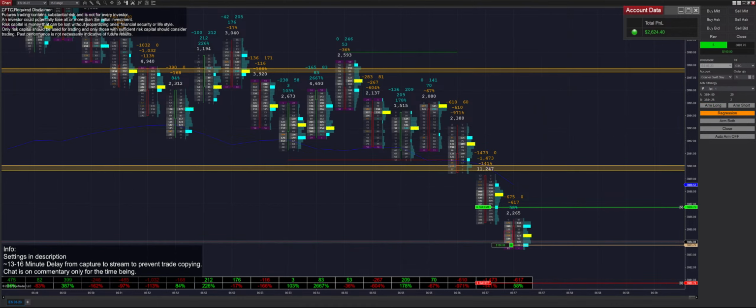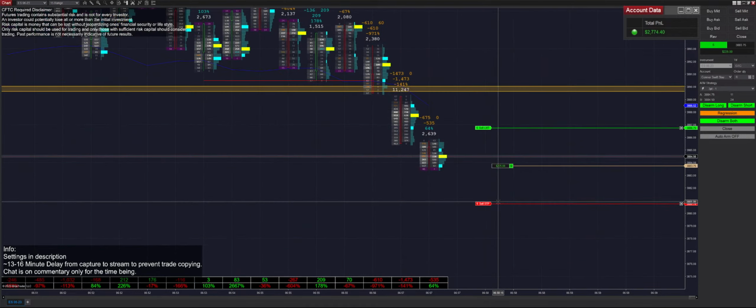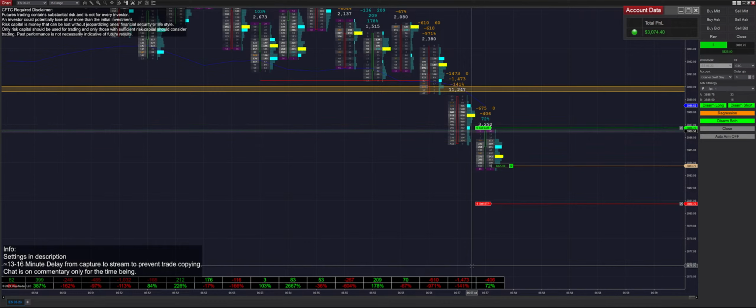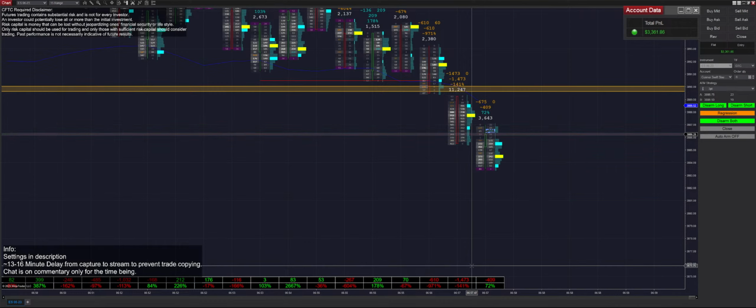Order filled. Okay, so long trade in regression is what it is. Target filled. Pretty good fill there.